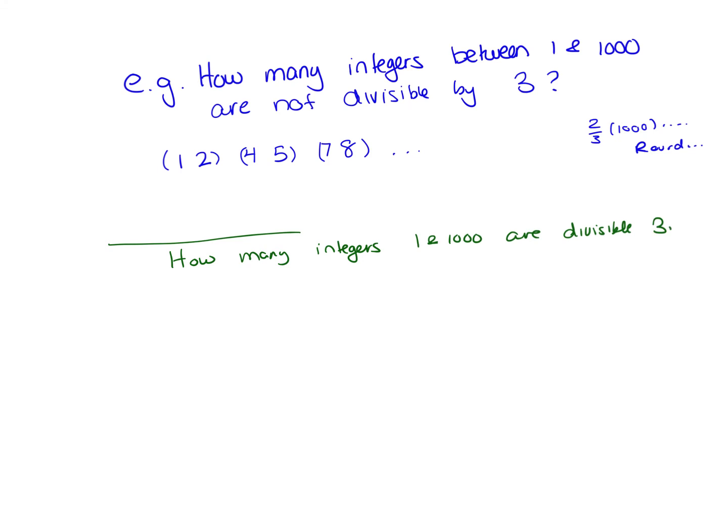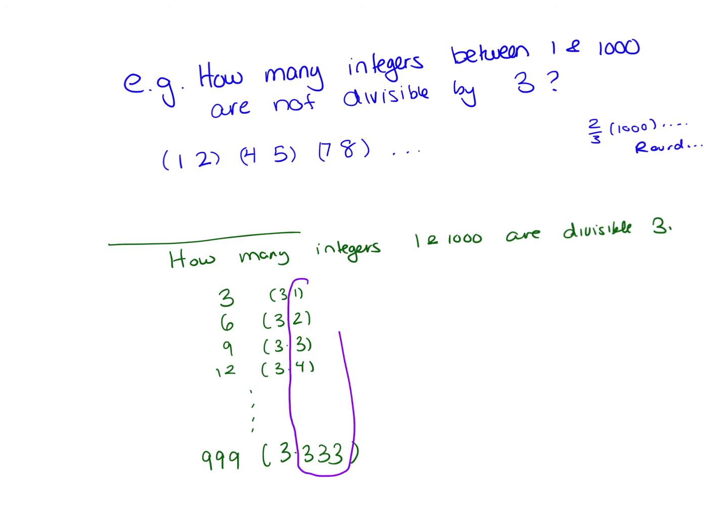So if I'm thinking about the ones that are divisible, then I'm going to have 3, which is 3 times 1, 6, which is 3 times 2, 9, which is 3 times 3, 12, which is 3 times 4, right? And then I go all the way down until the last one, which is divisible by 3, which is 999, which is 3 times 333. I did not write a 3 there. Let's fix that. So this is kind of nice because they're naturally counted for us. 1, 2, 3, 4, up to 333.